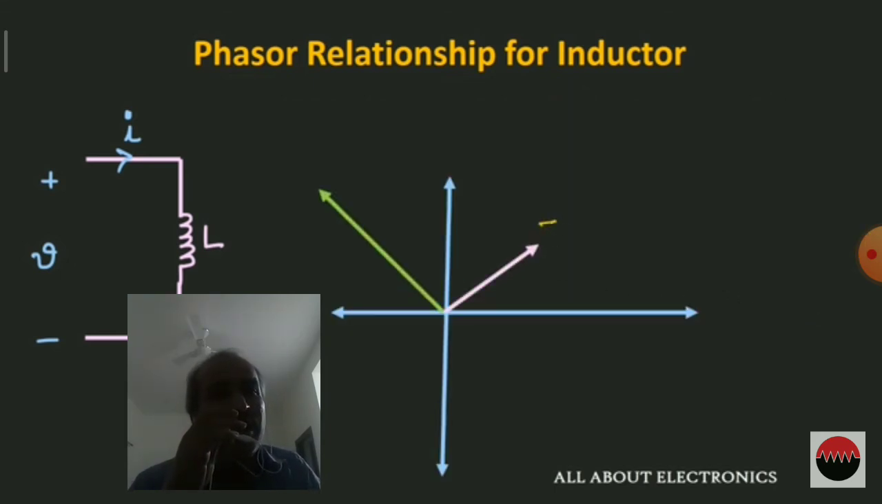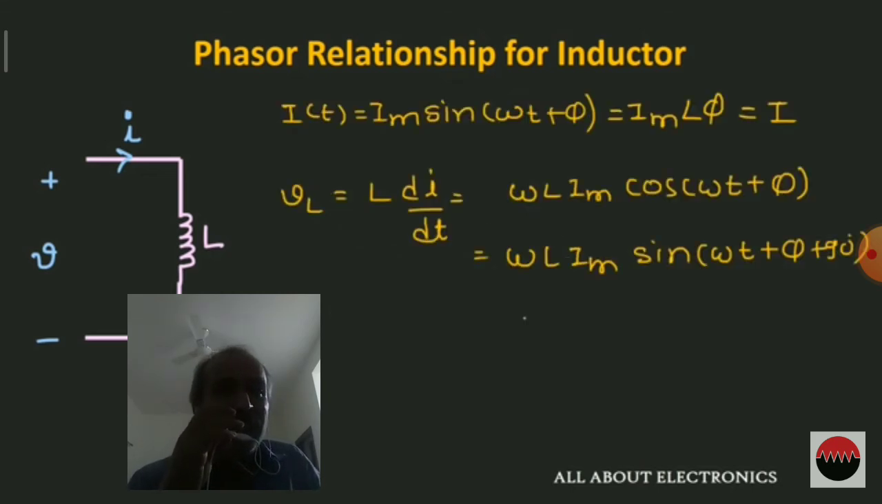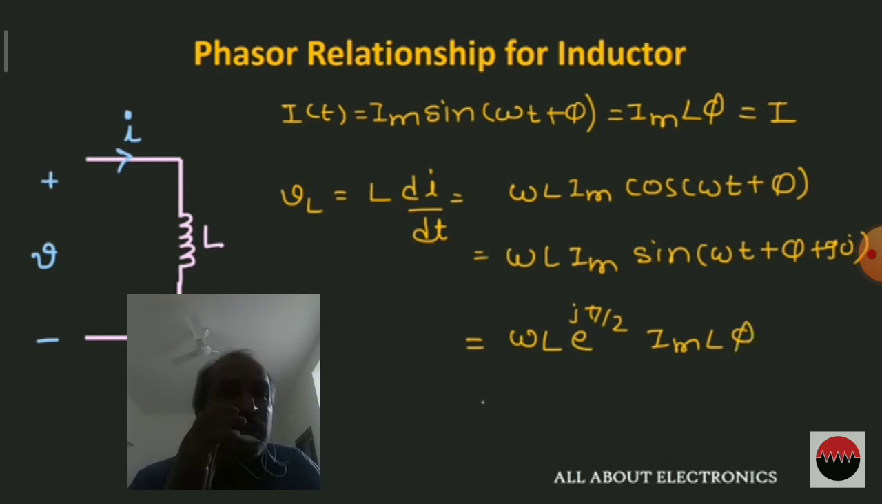In the phasor diagram, the green line represents the voltage and red is nothing but the current only. Voltage is leading the current by 90 degrees. So this equation simplifies as ωL e^(jπ/2) Im ∠φ, meaning the phase difference is π/2 radian. Similarly, jωL I is nothing but Im ∠φ. Therefore V = jωL I.